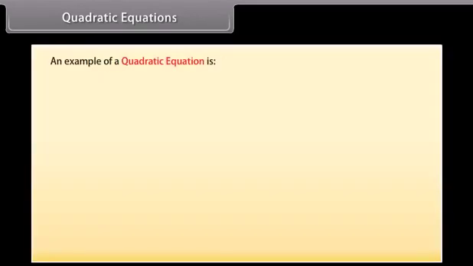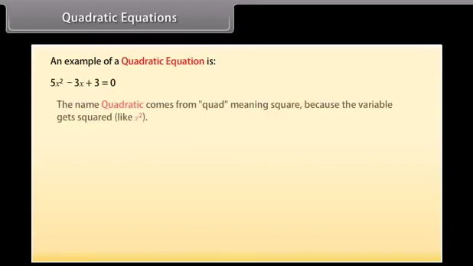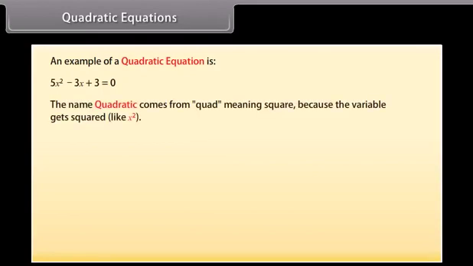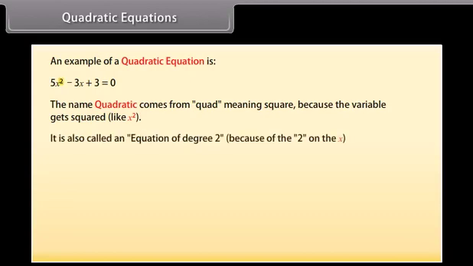Quadratic equations. An example of a quadratic equation is given. The name quadratic comes from quad, meaning square, because the variable gets squared, like x square. It is also called an equation of degree 2, because of the 2 on the x.